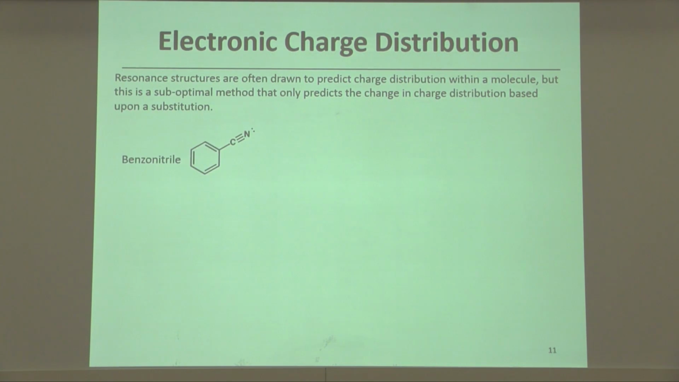So I'd like to take a look at some slightly more complicated molecules, and perhaps those that you wouldn't intuitively know the charge distribution of simply by looking at the structure. And so I chose benzonitrile here, which is an organic molecule that has an aromatic ring and a cyano or nitrile substituent attached to it. I did the same sort of analysis that I just did to the water molecule. I optimized the structure and predicted the charge using an NBO calculation.